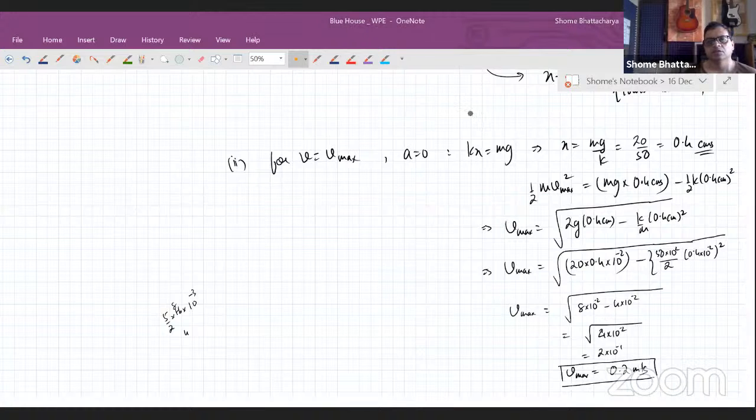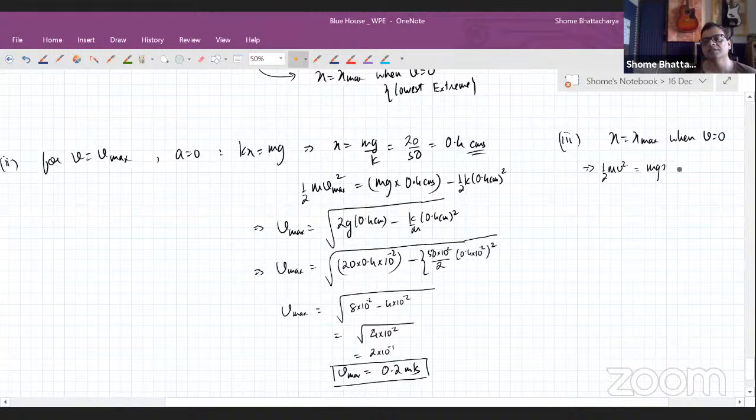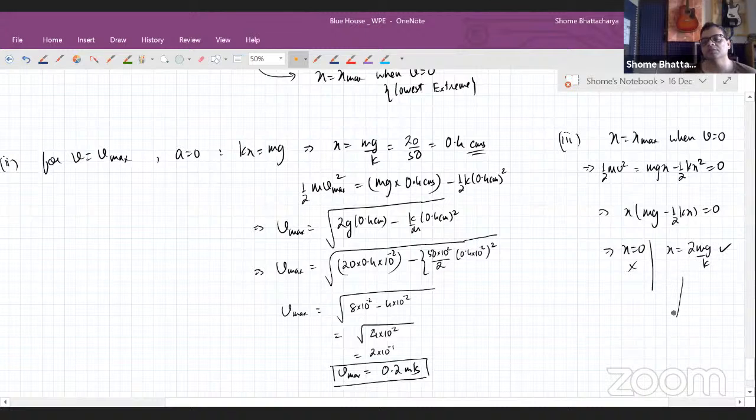Yes, that's correct. Okay. Whereas for the third part, what we'll do is we'll just substitute v as 0. So x is equal to x maximum when v is equal to 0. So half mv square, which was mgx minus half kx square, should be 0. So x equal to 0 we won't take as the root because that's the initial position. Whereas x equal to 2 mg by k, this will become our maximum extension.